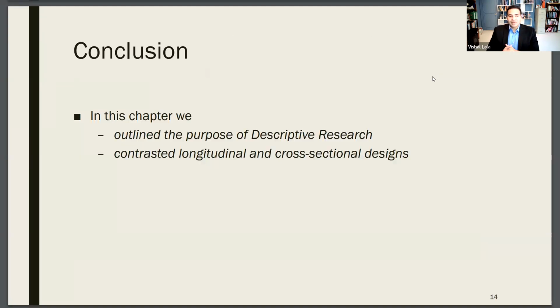To wrap it up then, in this chapter, we outlined the purpose of descriptive research, and we contrasted longitudinal and cross-sectional designs for gathering descriptive research data.